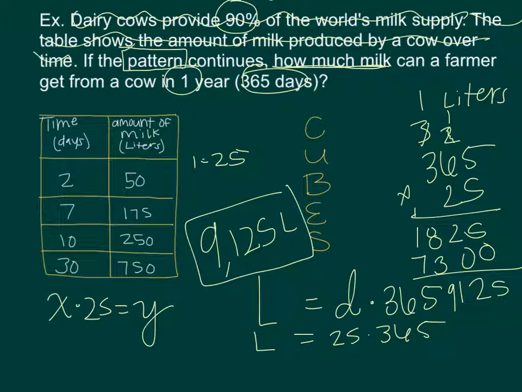So that's how many liters. That's an L for liters. Liters that a cow can produce if it produces 25 liters of milk every day. In 1 year, that's how many liters they'll produce.